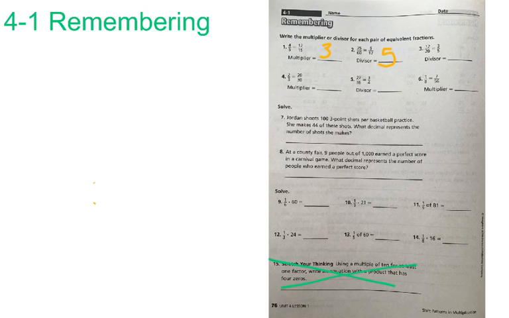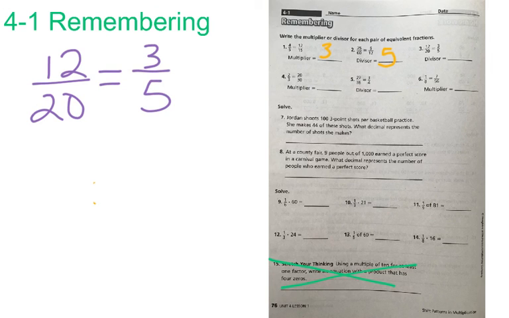Practice one more divisor together. Number 3 says 12/20 is equal to 3/5. What do I have to divide 12 by to get it to equal 3? And what do I have to divide 20 by to get it to equal 5? 12 divided by 4 is equal to 3, and 20 divided by 4 is equal to 5. So our divisor here is 4.